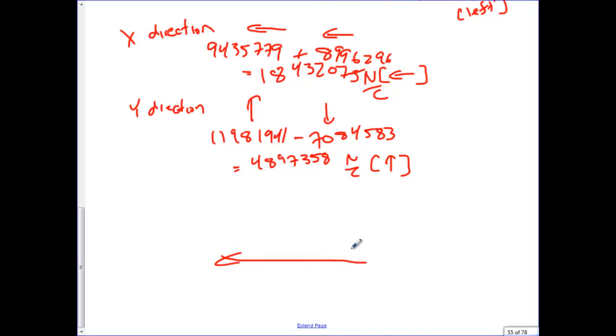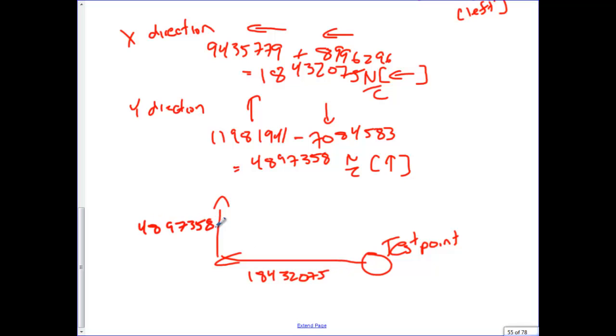Okay, so the field goes down, the field also goes up. So if this is our test point, it goes, let's see, 18432075 that way. Goes 4897358 that way. By the way, is anyone double checking my numbers to make sure I didn't screw up? Yes? Okay, good. Alright, square that, add.